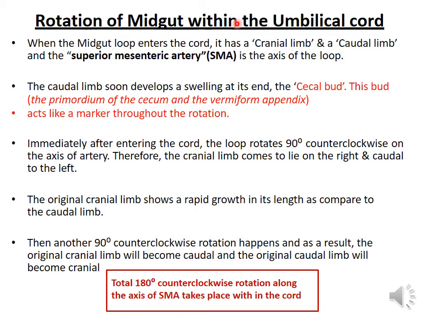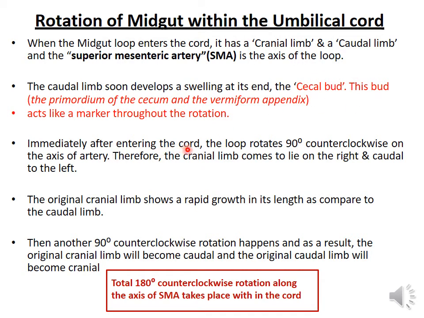The rotation of the midgut within the umbilical cord occurs around an axis, which is represented by the superior mesenteric artery. As we mentioned, the loop has a cranial limb or the upper part and the caudal limb or the lower part. The caudal limb soon develops a swelling at its end, which is the cecal bud, which is the primordium of the cecum and the vermiform appendix. It acts as a marker throughout the rotation.